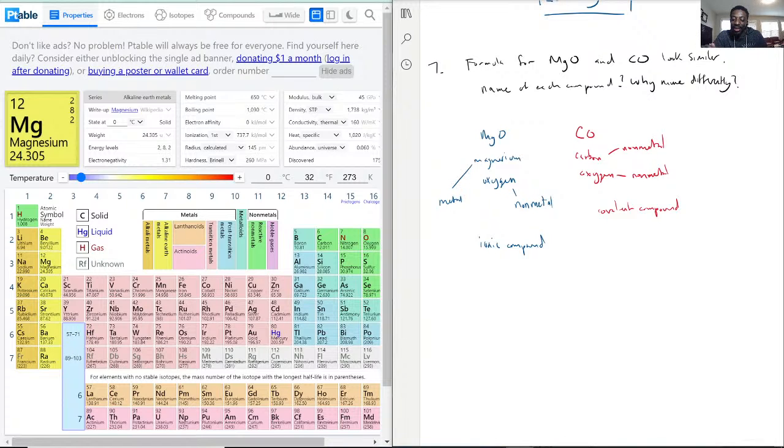MgO, magnesium and oxygen. The way you would name that is the goal here really is to put magnesium and oxygen. And what we do is we drop the suffix of oxygen, so we're only left with the OX. All right, and then we add IDE.